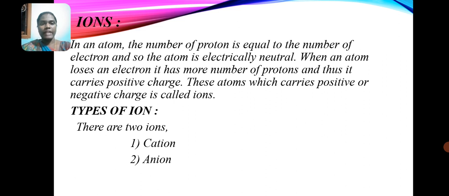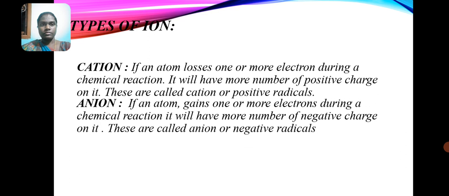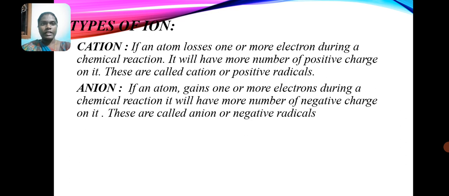Next, let us see the types of ions. There are two types of ions, cation and anion. First one, cation. If an atom loses one or more electrons during a chemical reaction, it will have more positive charge on it. These are called cations or positive radicals.